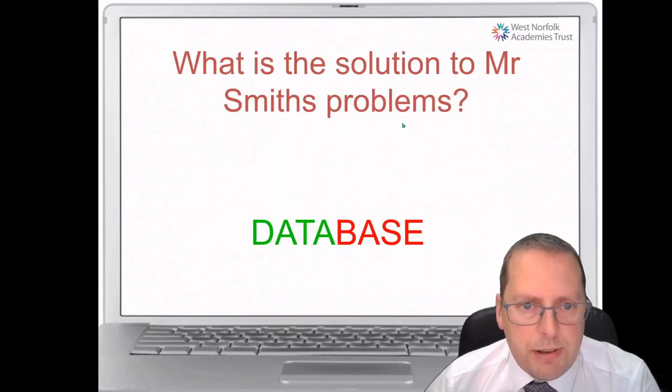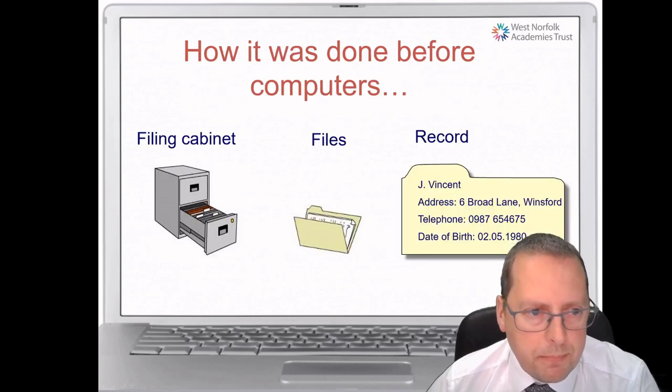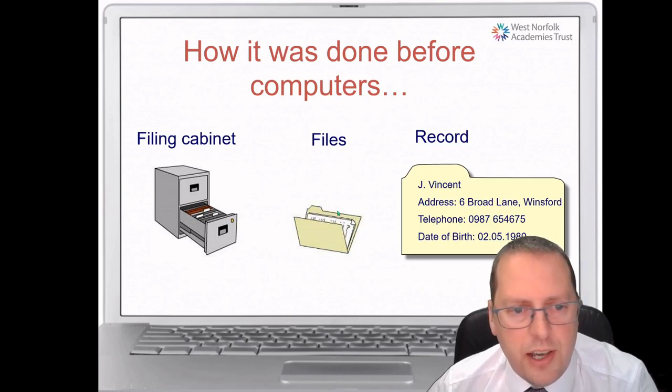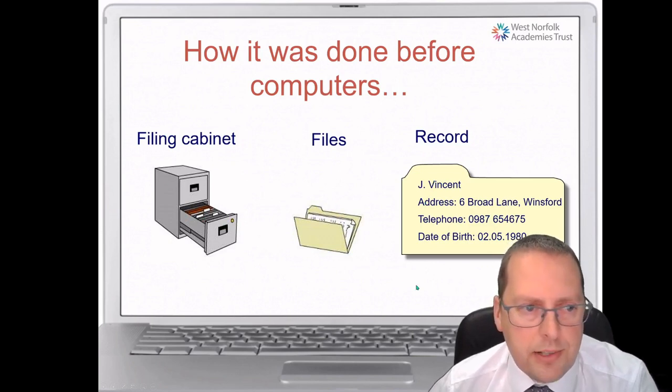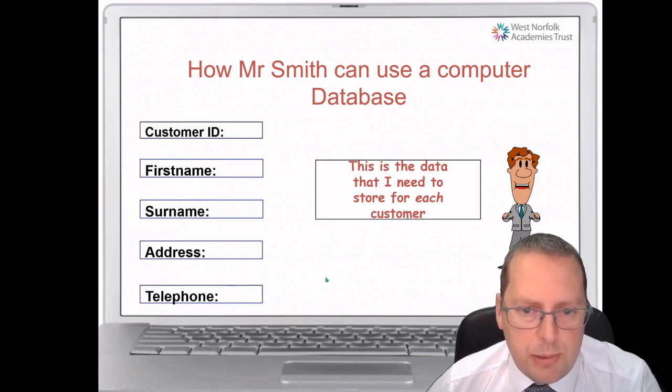So Mr. Smith really does need to move his paper-based filing system to a computer database, and that's what we're going to look at today. So how it's done before, in a filing cabinet with files, and the records are on bits of paper that went into the files, and then the files went into the filing cabinet. If we're using a computer database, we're going to use exactly the same information that needs to be stored.